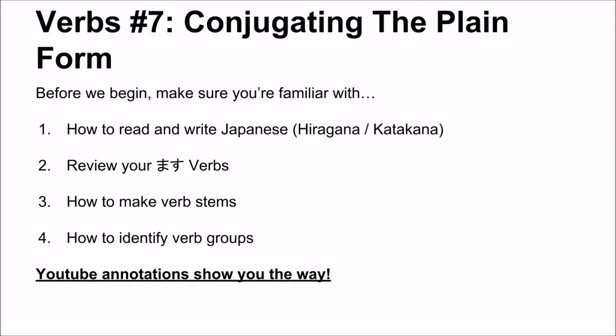Today we're learning how to conjugate the plain form of verbs, but before we begin, make sure you're familiar with how to read and write Japanese, hiragana and katakana, because I'm too lazy to write romaji and you need to learn hiragana and katakana. Review your masu forms, the polite form of the verb, and how to use it. Make sure you know how to make verb stems, which will come in handy today, and also te forms. And know how to identify your verb groups. Annotations from YouTube show you the way. Make sure you can see those annotations.